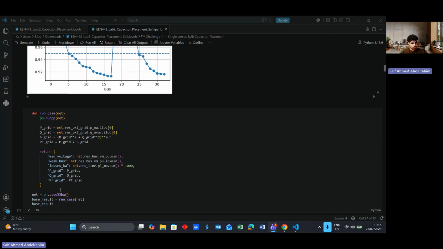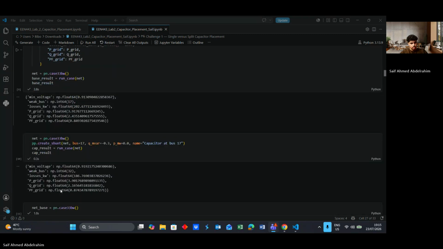Next, I installed a 0.3 MVAR capacitor at bus 17, which was the weakest bus in the original feeder. After adding the capacitor, the minimum voltage increased to approximately 0.91922 per unit. The weakest bus changed from bus 17 to bus 32, the losses decreased to approximately 186.76 kilowatts, and the power factor improved to approximately 0.874.